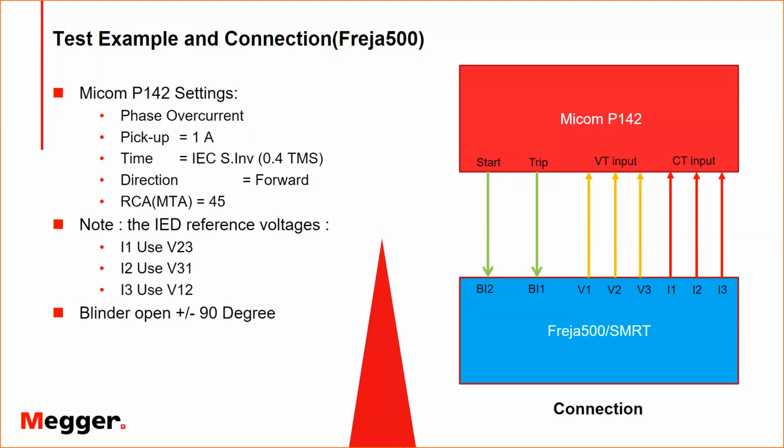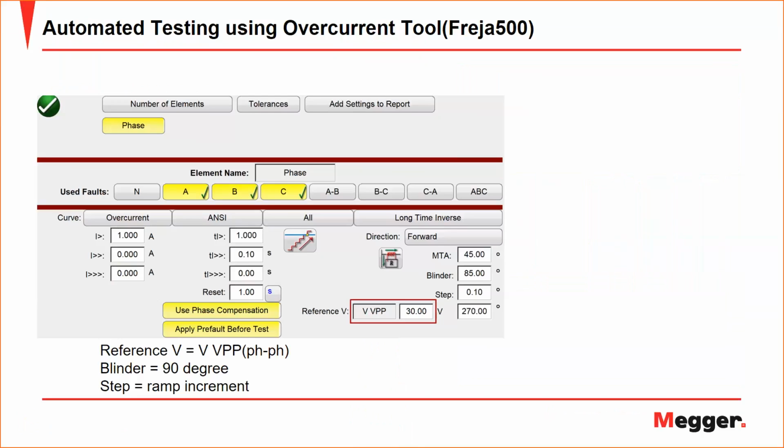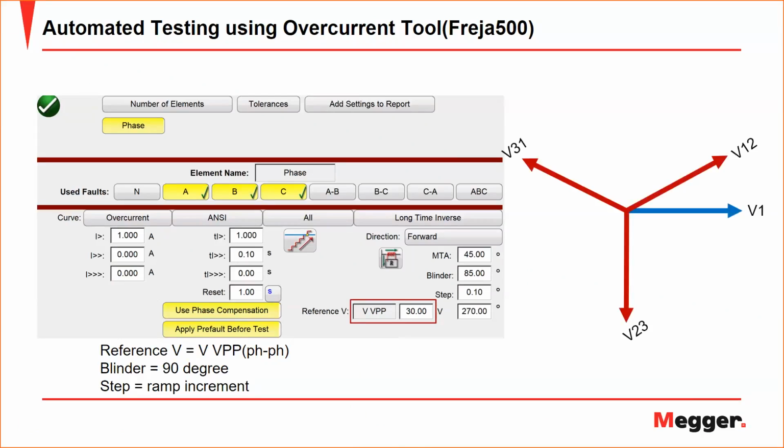So now, if I want to test this again in the setting page, I have the directional element setting on the bottom right. In the phase overcurrent, I can select my reference first to be phase to phase, and select the angle for it to be minus 90 degrees, because this minus 90 degrees will be from the zero V1 angle reference. Once you select this reference voltage, which is very important to select, you can then select your MTA and your blinder angle. So this is 270 or minus 90 degrees.